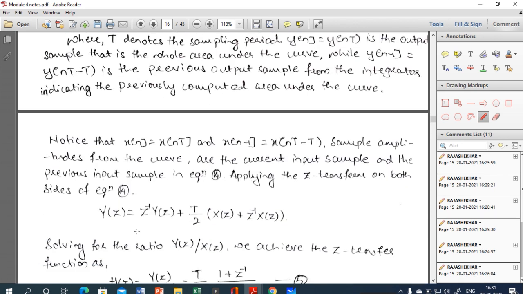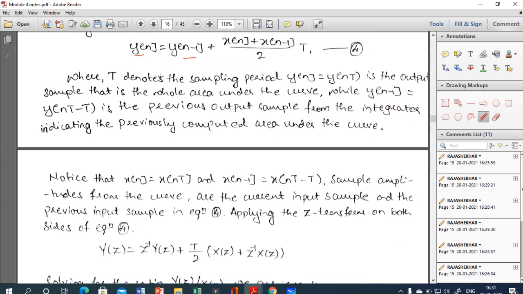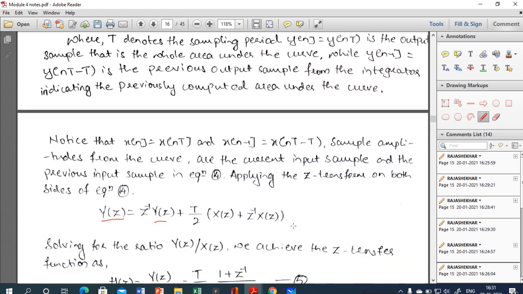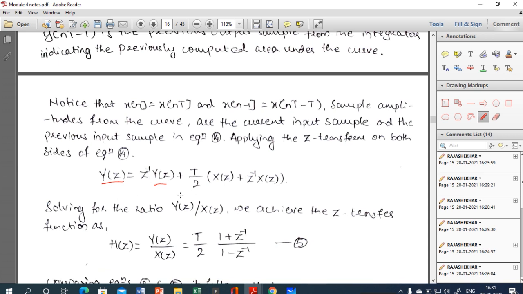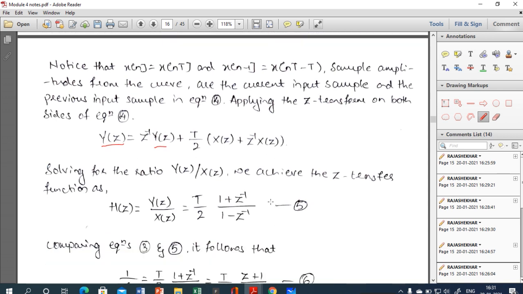So what I will get is, y of n becomes y of z, and y of n minus 1 becomes z raised to minus 1 into y of z. Then T by 2 is a constant, so take it outside. x of n becomes x of z, and x of n minus 1 becomes z raised to minus 1 into x of z. So now I have taken the Z transform. If I apply the Z transform here, let us separate y of z and x of z. So what will I get?